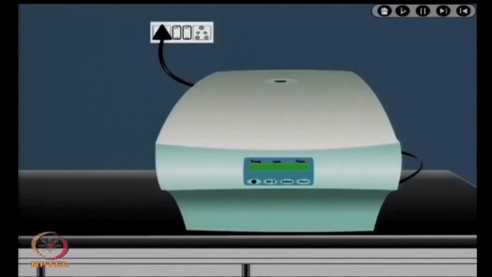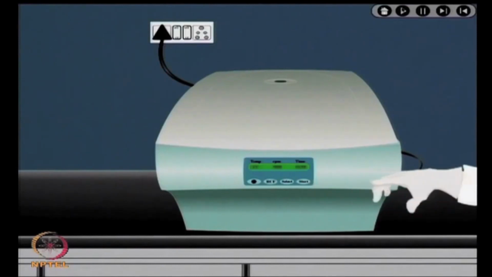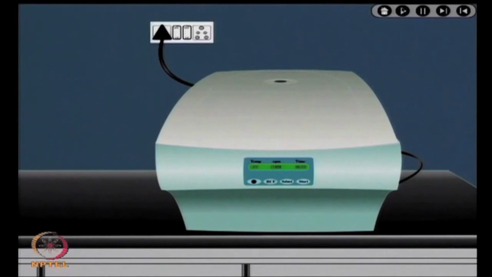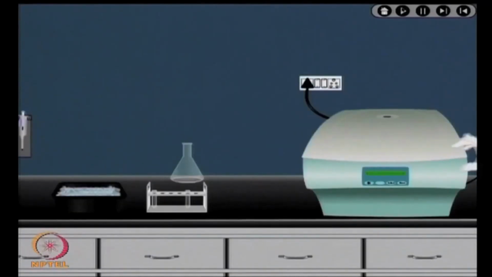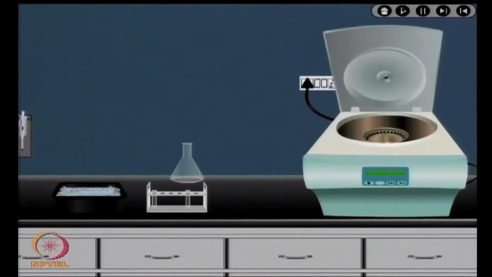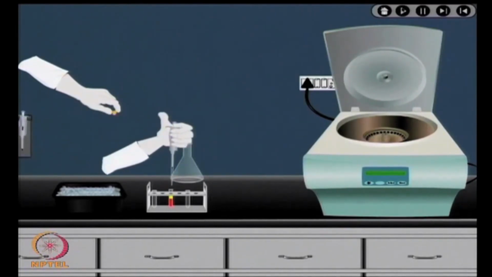After clotting, the samples are centrifuged at 12,000 rpm at 20 degrees for 10 minutes. Serum can be separated and multiple aliquots can be made for further storage at -80 degrees.